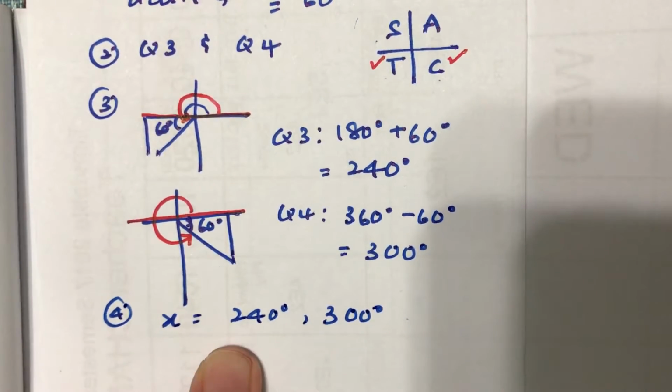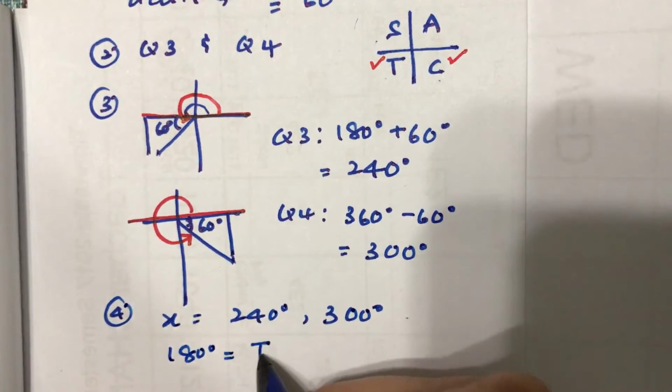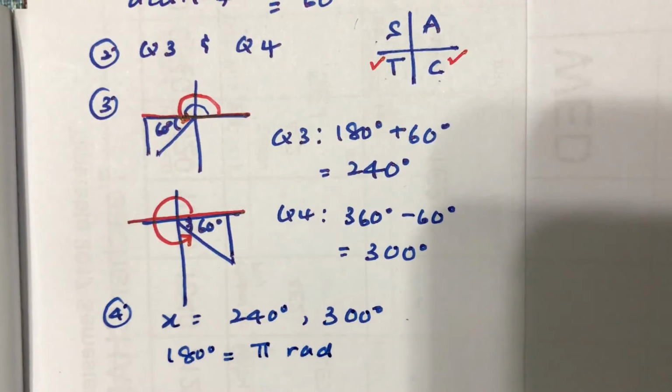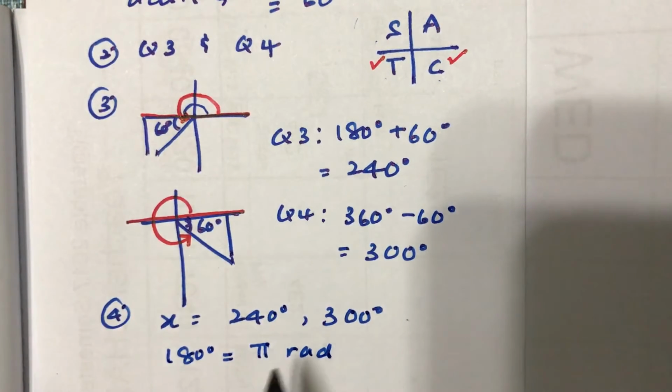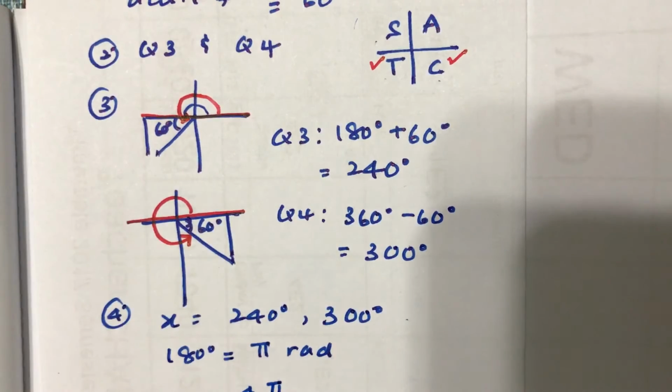Okay, so this one here is actually in degree mode. So you can actually change it to radians. So don't forget, every 180 degrees is the same as pi radians. Right? So what you have to do is just convert it. Okay, so you can use your calculator, 240 over 180, and you'll be able to get 4 over 3 pi for 240.